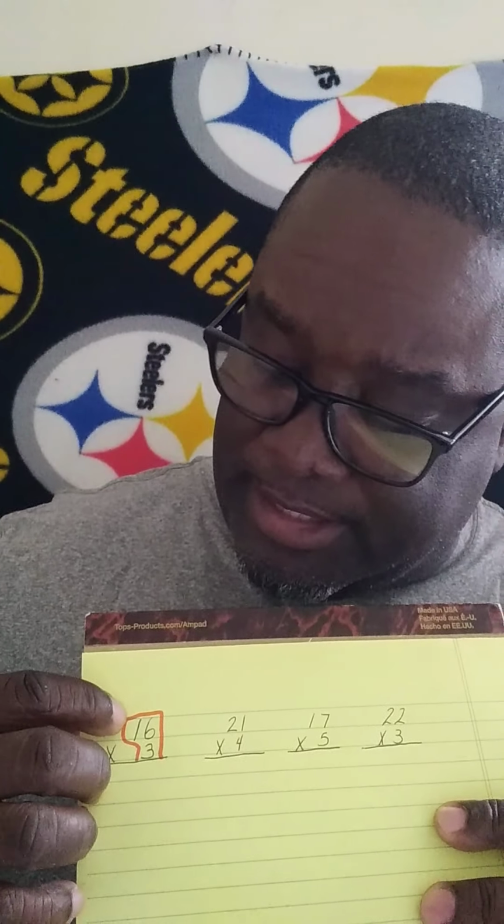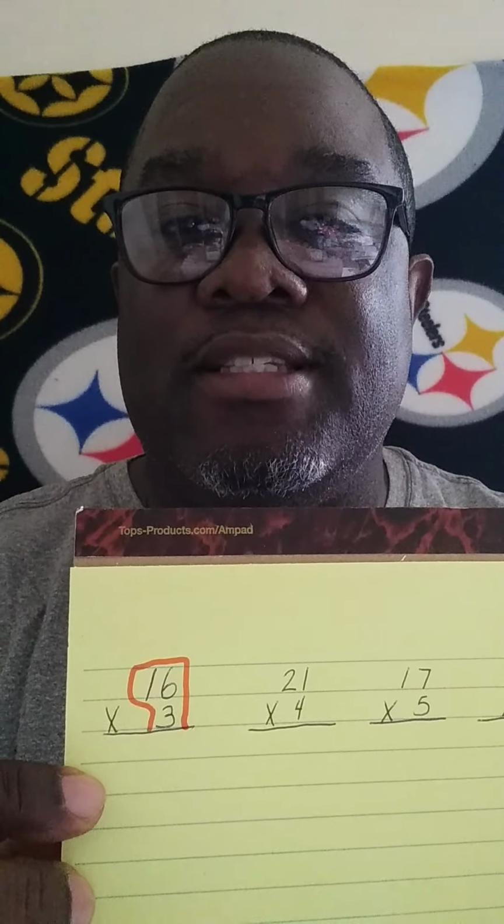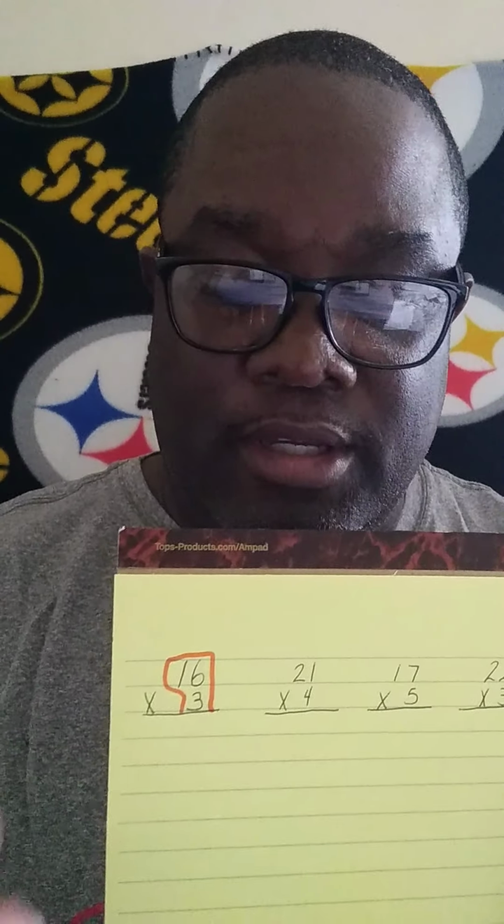I wrote a few problems down, and the first one is 16 times 3. Now, I know some of you use the dinosaur head, so I went ahead and put that up there for you early. In the first step, you want to take the 3 times 6. So 3 times 6 equals what? I'm going to go ahead and do the step right here on my sheet.